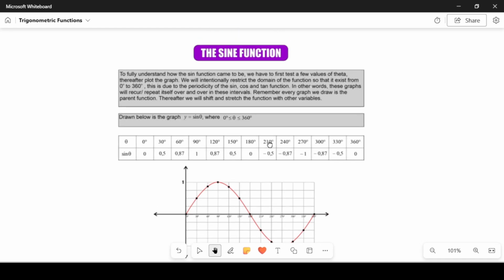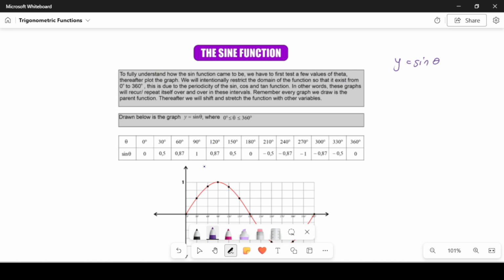So now let's move over to the sine function, and the parent function for sine. To fully understand how the sine function came to be, we have to first test a few values of theta, thereafter plot the graph. So we're going to work with the function y is equal to sine of theta, but we're going to input values and examine what outputs we get. We're then going to plot those inputs to those outputs and then join the curve and see what function we have. We will intentionally restrict the domain of the function so that it exists from 0 degrees to 360 degrees.